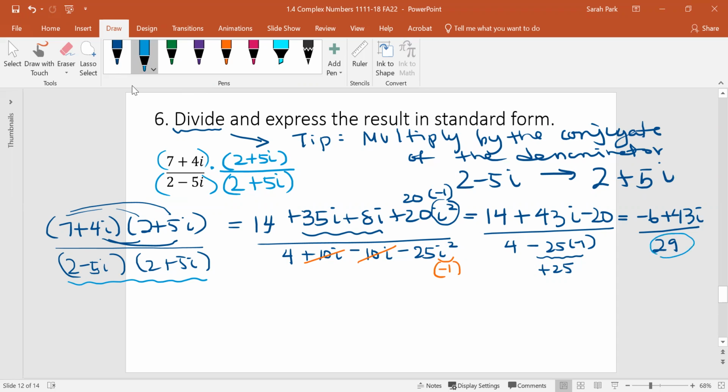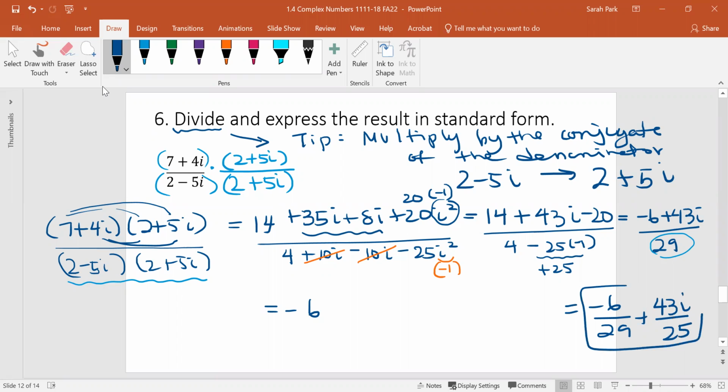And now what we do is separate it into the complex number, the real part. So we're going to write it as -6 over 29 plus 43i over 29. And that is the simplified answer. I don't think we can simplify 6 over 29 further, or 43 over 29.